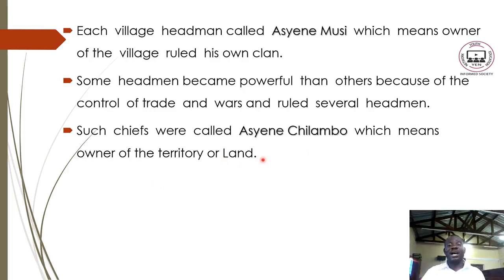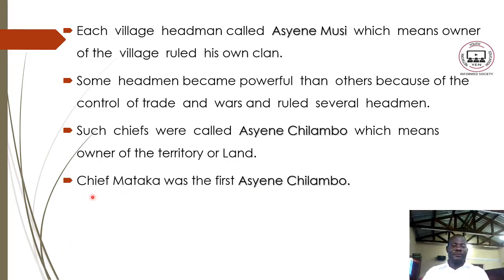Asiene Chilambo and Asiene Musi were different. Asiene Musi was the owner of the clan. Asiene Chilambo was the owner of the territory or the land. So Chief Mataka was the first Asiene Chilambo, the first to control a wide area, with a number of village headmen under him. So it was Mataka.